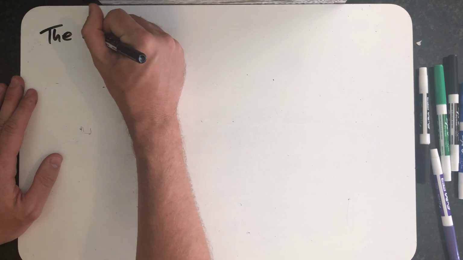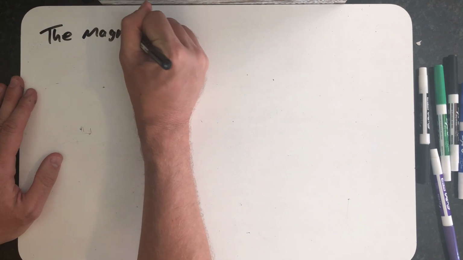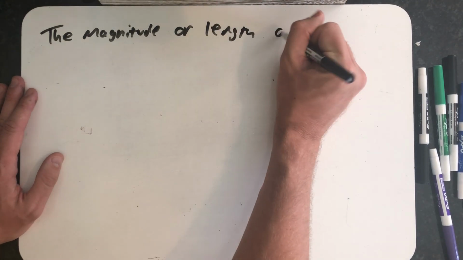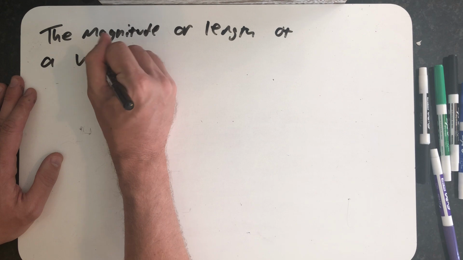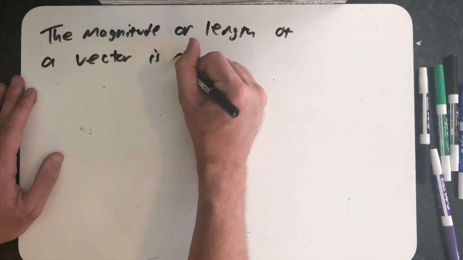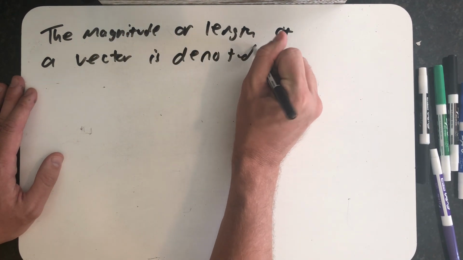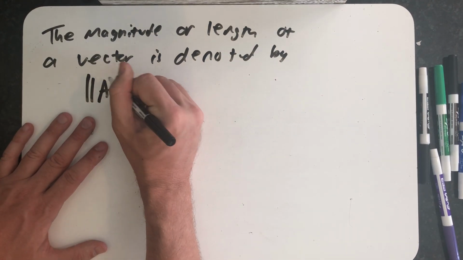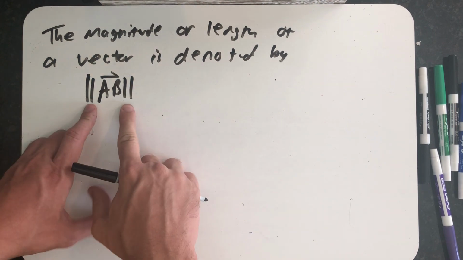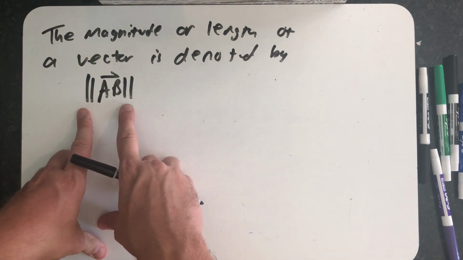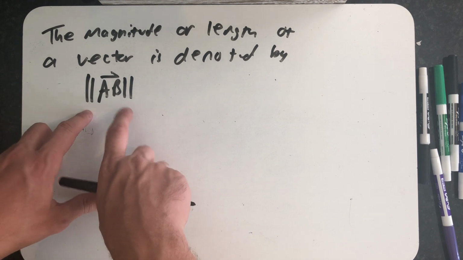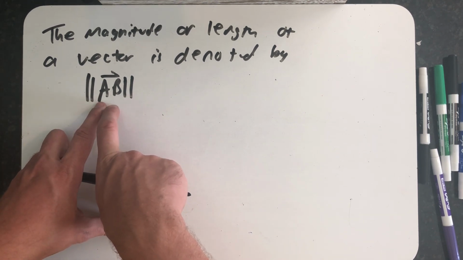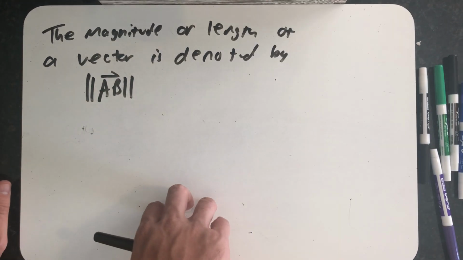The magnitude, or length, of a vector is denoted by this symbol. And this is actually what we call a magnitude symbol in a mathematics class, and it looks like a nested absolute value, right? A double barred absolute value. And this is a symbol I like for magnitude. So when I write vector AB in the magnitude symbol, I'm just asking for its magnitude, right?